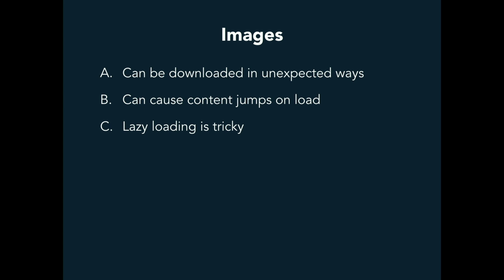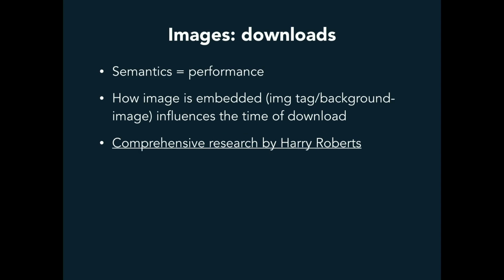So let's start with being downloaded. There is a great comprehensive research by Harry, who was speaking here earlier, about when and why browsers would download the image. And it turns out that, in this case, semantics mean performance. How the image is embedded, whether we use an image tag or a background image, will influence the time of the download of the image and the time when it shows to the user.